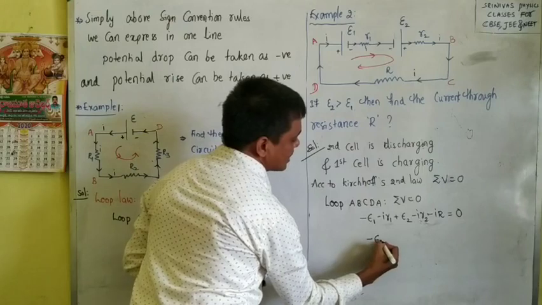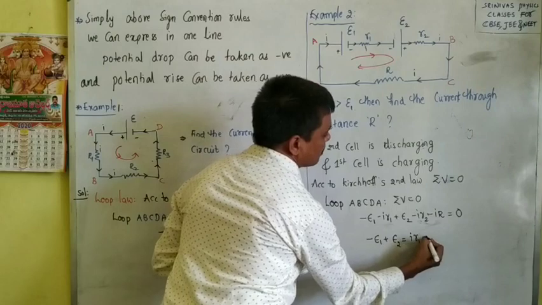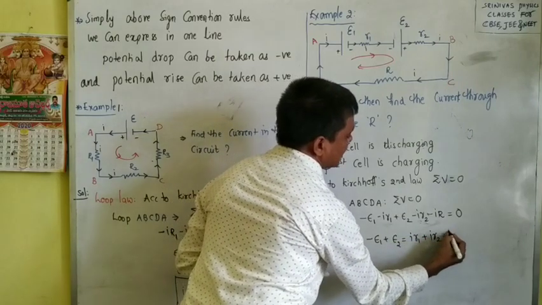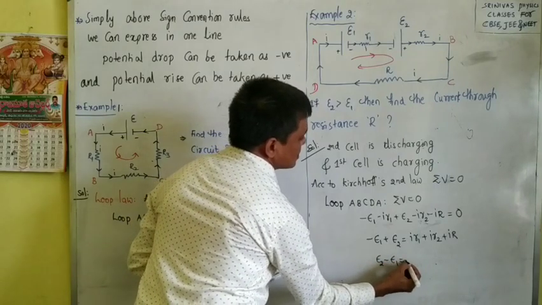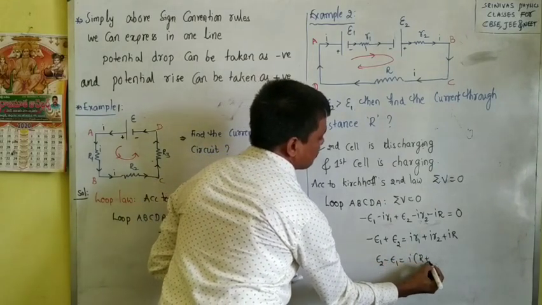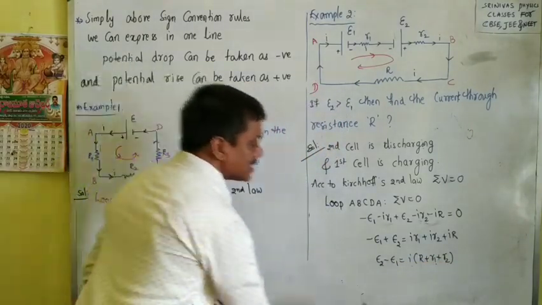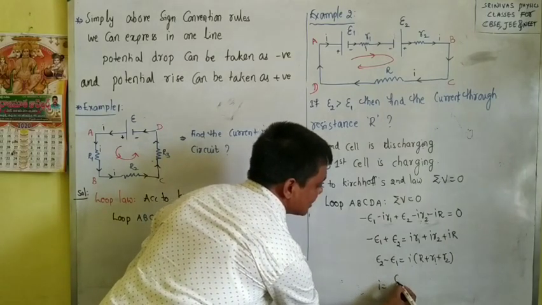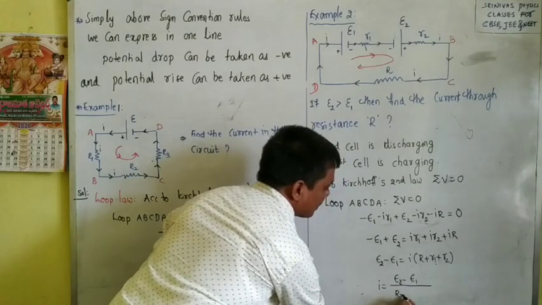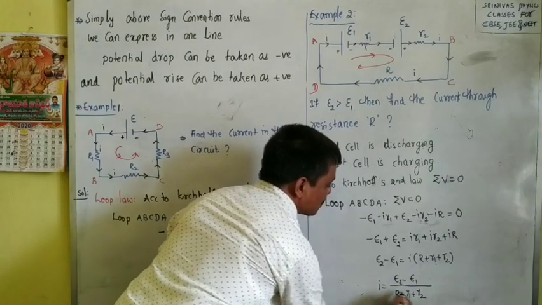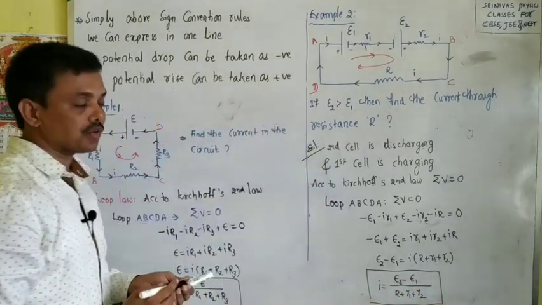This is minus E1 plus E2 is equal to IR1 plus IR2 plus IR. We write this as E2 minus E1 is equal to I, which is common, so we write I times (capital R plus R1 plus R2), right? Then here we can find out the current. The current is E2 minus E1 by capital R plus R1 plus R2. This is the current in the circuit. Like this we have to find out the current.